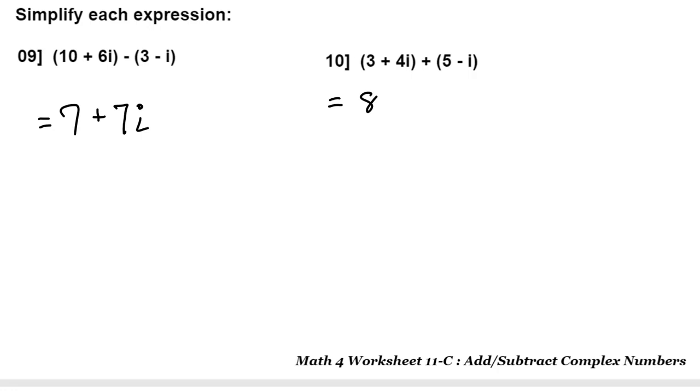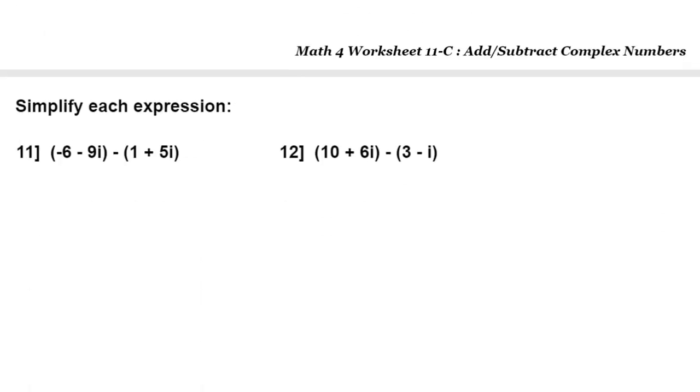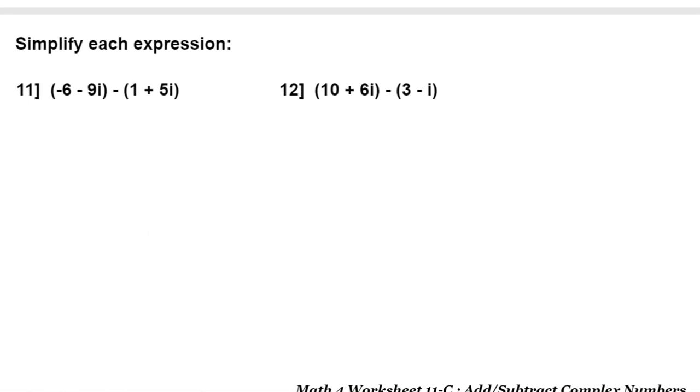3 plus 5 is 8. 4i minus i is 3i. And then down here, negative 6 minus 1 is negative 7. Negative 9i minus 5i is going to create negative 14i. 10 minus 3 is 7. 6i minus negative i is like 6i plus i, which is 7i. And I believe we are done with the worksheet.